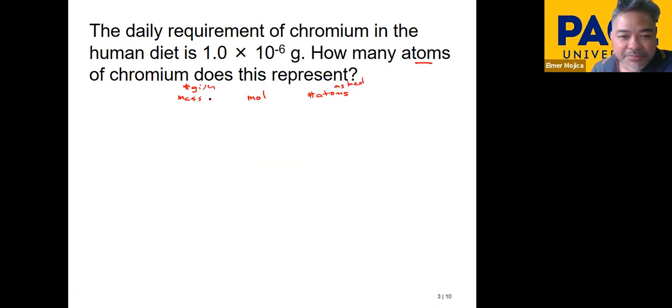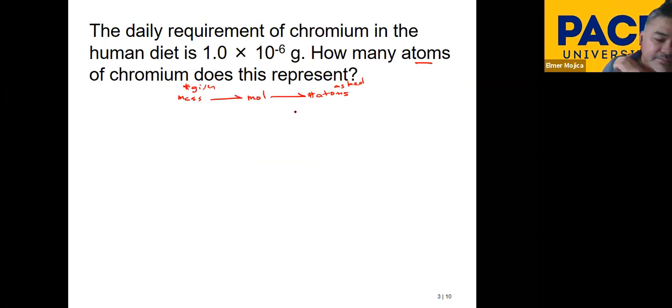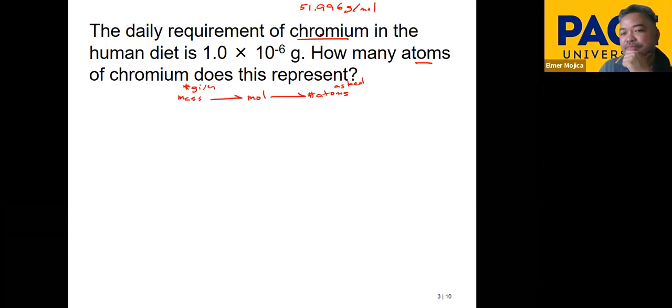So you develop a path from here going to here. So what else do we need? We need the mass of chromium. Where do you get that? You're going to get it from the periodic table. It's given as 51.996 grams per mole. That information will come from your periodic table.